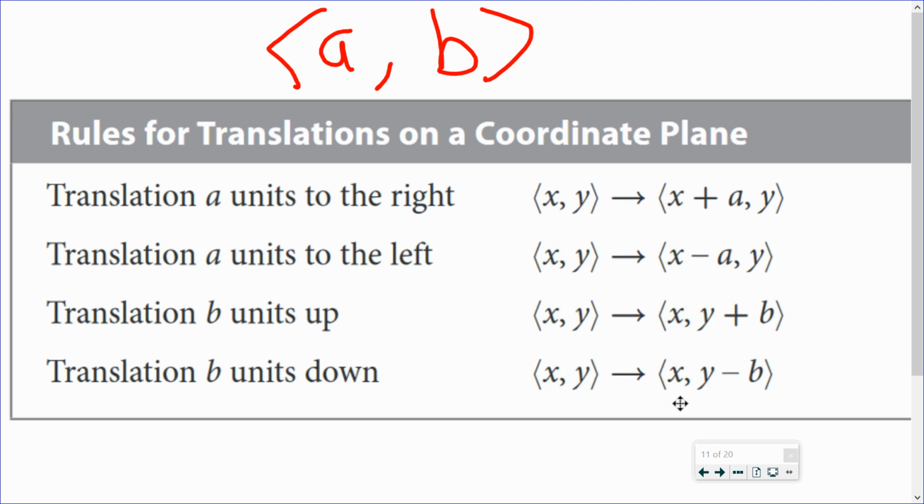So these are the rules for translations on a coordinate plane using vectors. When you're translating the A units to the right or to the left, you're going to add or subtract it to the X on your ordered pair. Now, when you're translating the B units, the right one, which goes up and down, you're going to add or subtract to the Y coordinate.